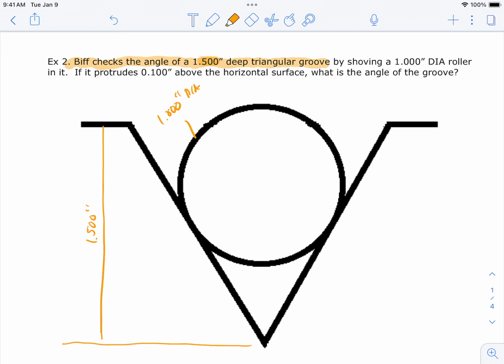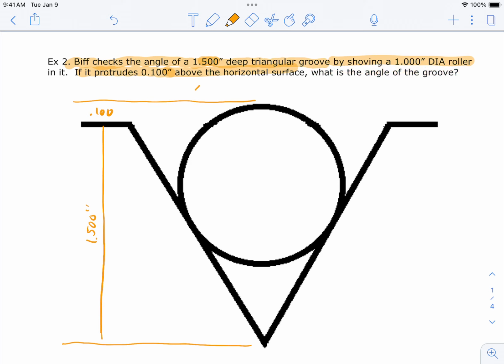Okay, keep reading. It protrudes 0.1 inches above the horizontal surface. Yeah, you can kind of see that it's protruding there, right? I guess I have to erase this now. But it's protruding above the surface here by about 0.1 inches. So I'm just going to label this 0.100 inches. Okay. That's nice. What's the question? The question is, find the angle of the groove. So this angle down here.